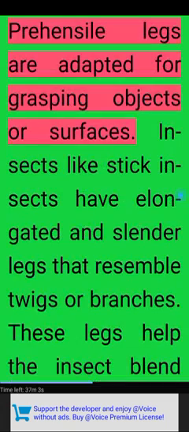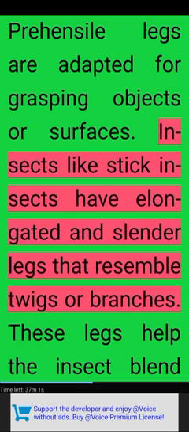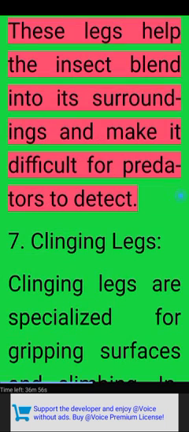6. Prehensile legs. Prehensile legs are adapted for grasping objects or surfaces. Insects like stick insects have elongated and slender legs that resemble twigs or branches. These legs help the insect blend into its surroundings and make it difficult for predators to detect.